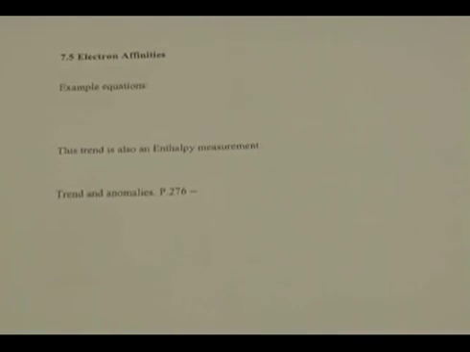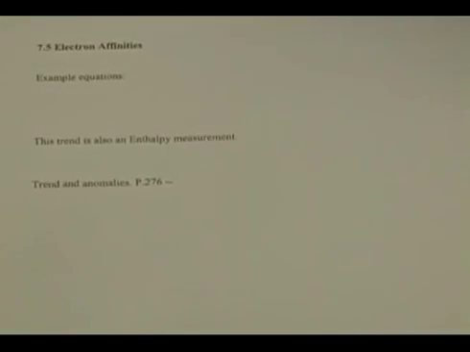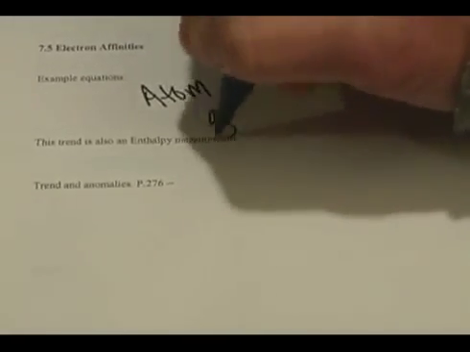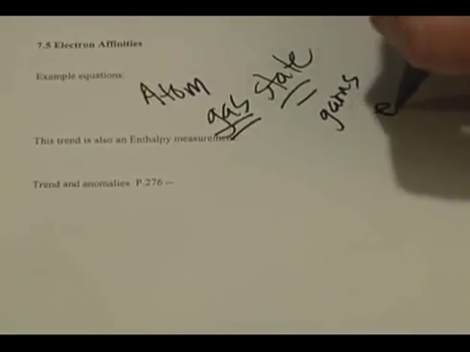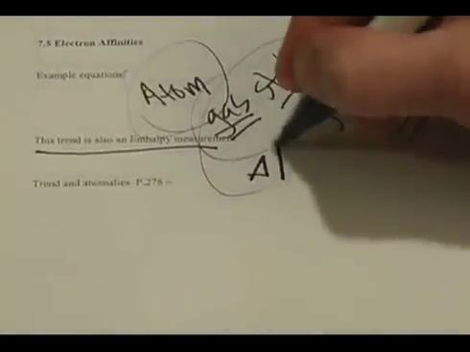Next, electron affinity. Electron affinities are usually the energy released, sometimes gained, when an atom in its gaseous state, just like with ionization energy, gains an electron. Notice it's got to be the atom in its gaseous state when it gains an electron. The trend is also an enthalpy measurement, so it's a delta H, and it's usually given in kilojoules per mole. And generally they're exothermic.